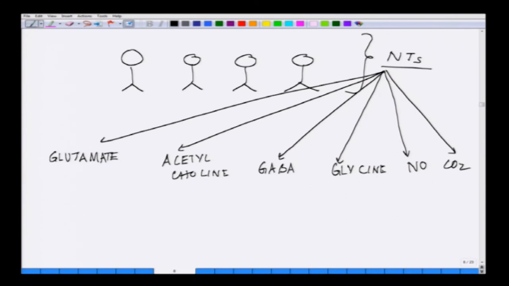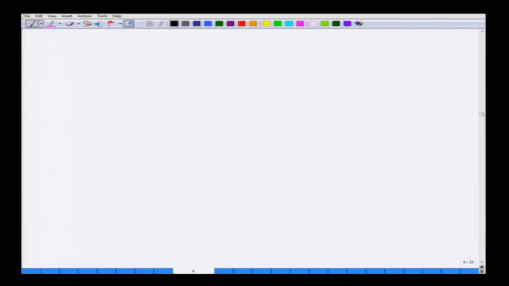This plethora of different neurotransmitters adds further complexity to the nervous system, because on one hand you have these voltage gated channels, then you have these ligand gated channels. Ligand gated channels are essentially the neurotransmitter driven channels. Then you have spatial and temporal computation.